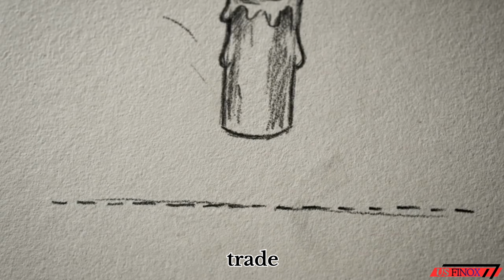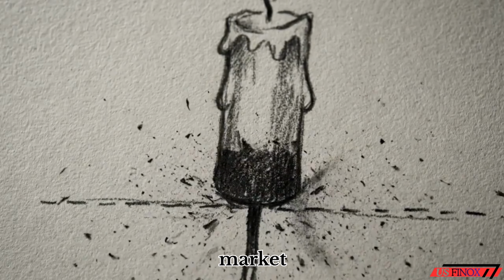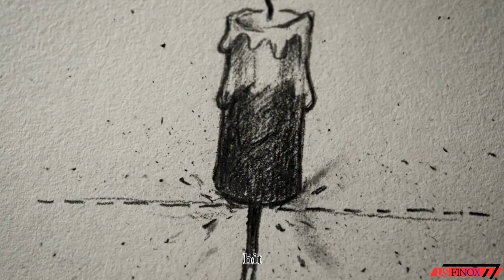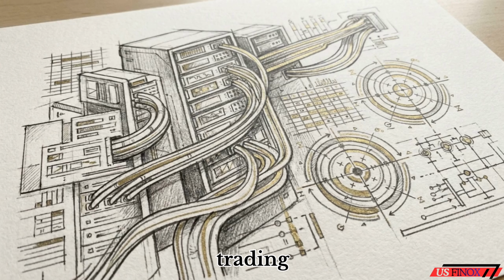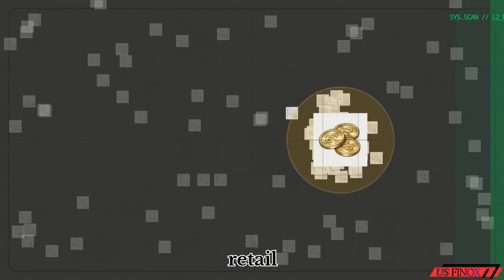You enter a trade and place a stop loss below support. Moments later, the market drops to hit your specific price before reversing into profit. These targeted moves are calculated actions by algorithmic trading systems designed to fill large-scale positions. We are breaking down the map these institutions use to locate and absorb retail orders.